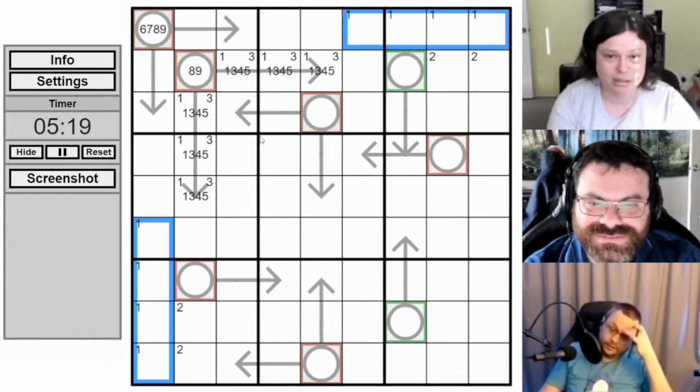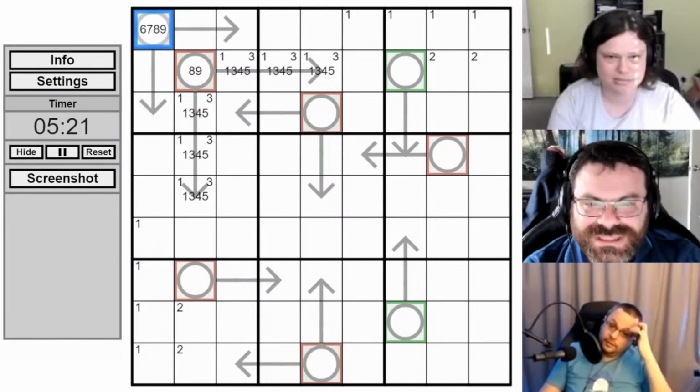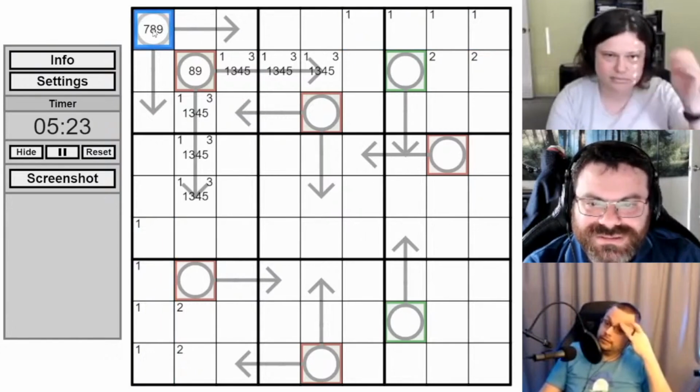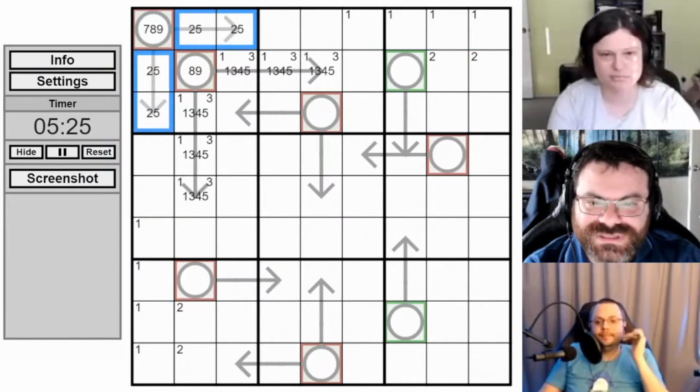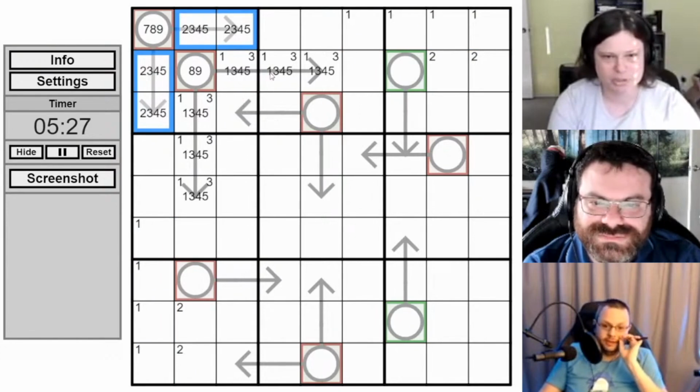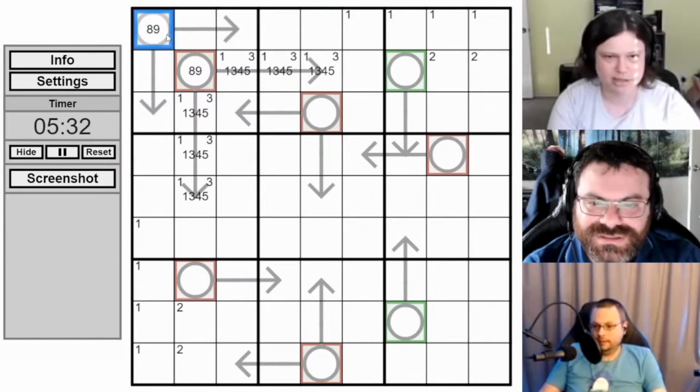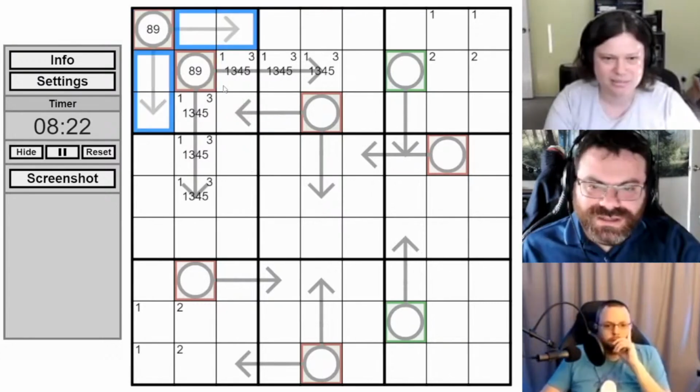Because 1s are going there, so it can't be 6. 7 would be 2, 5 and 3, 4, which is not going to work. That would make it a 1, which breaks. Yep. So that gives us an 8, 9 pair, which is very cool.